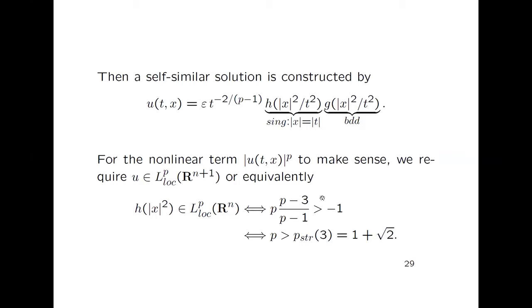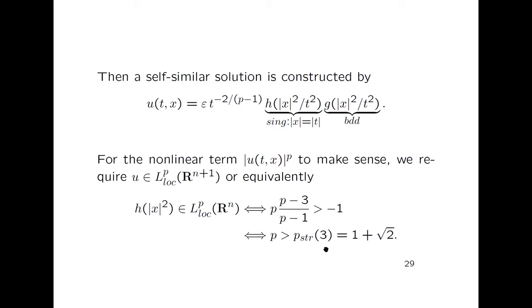By solving this condition, this is equivalent to p being strictly greater than the Strauss number, which is 1 plus square root of 2. So we can say that we recapture the self-similar solution in a constructive way. We recapture the result by Pecher. Maybe Pecher just shows the existence of the self-similar solution under these conditions.